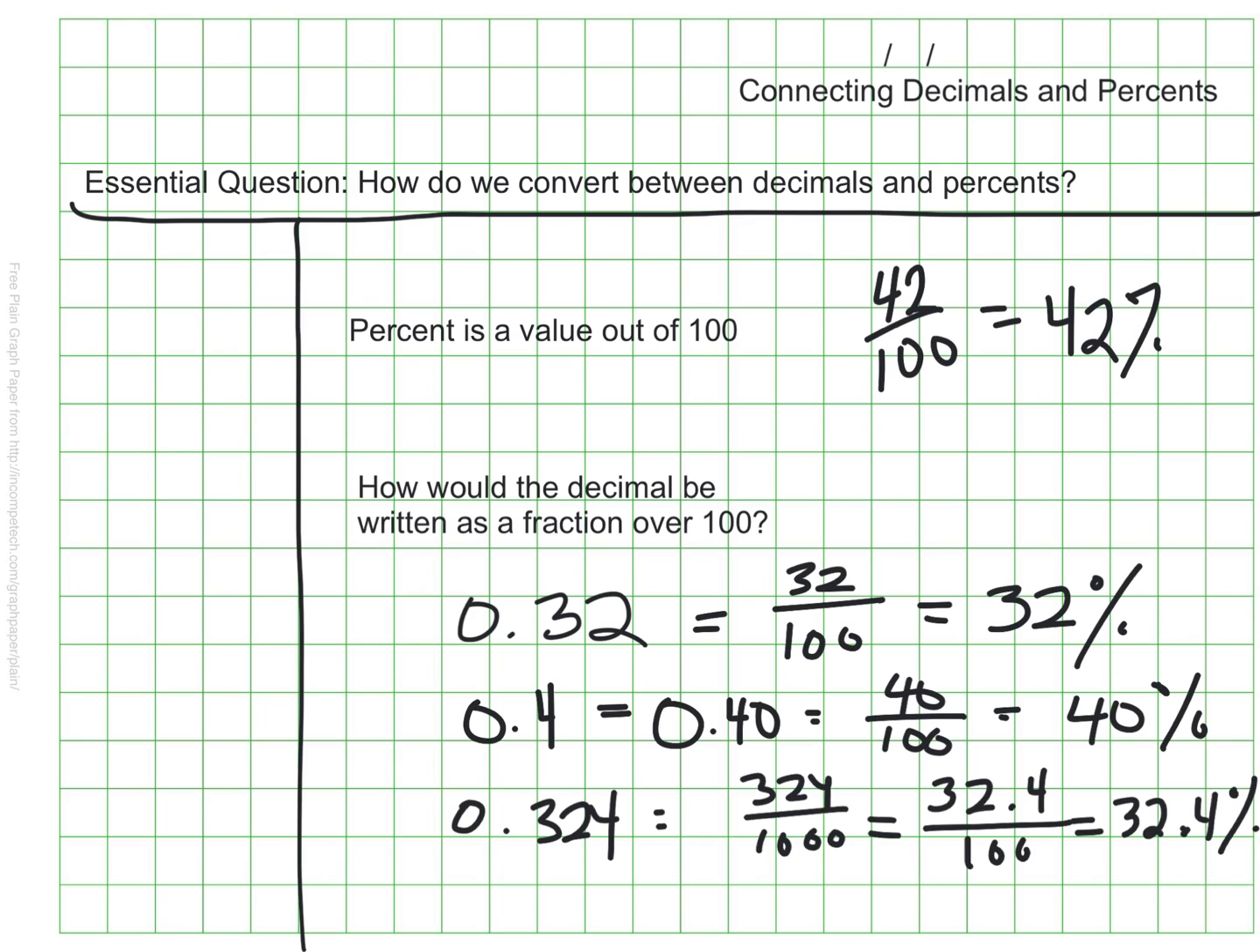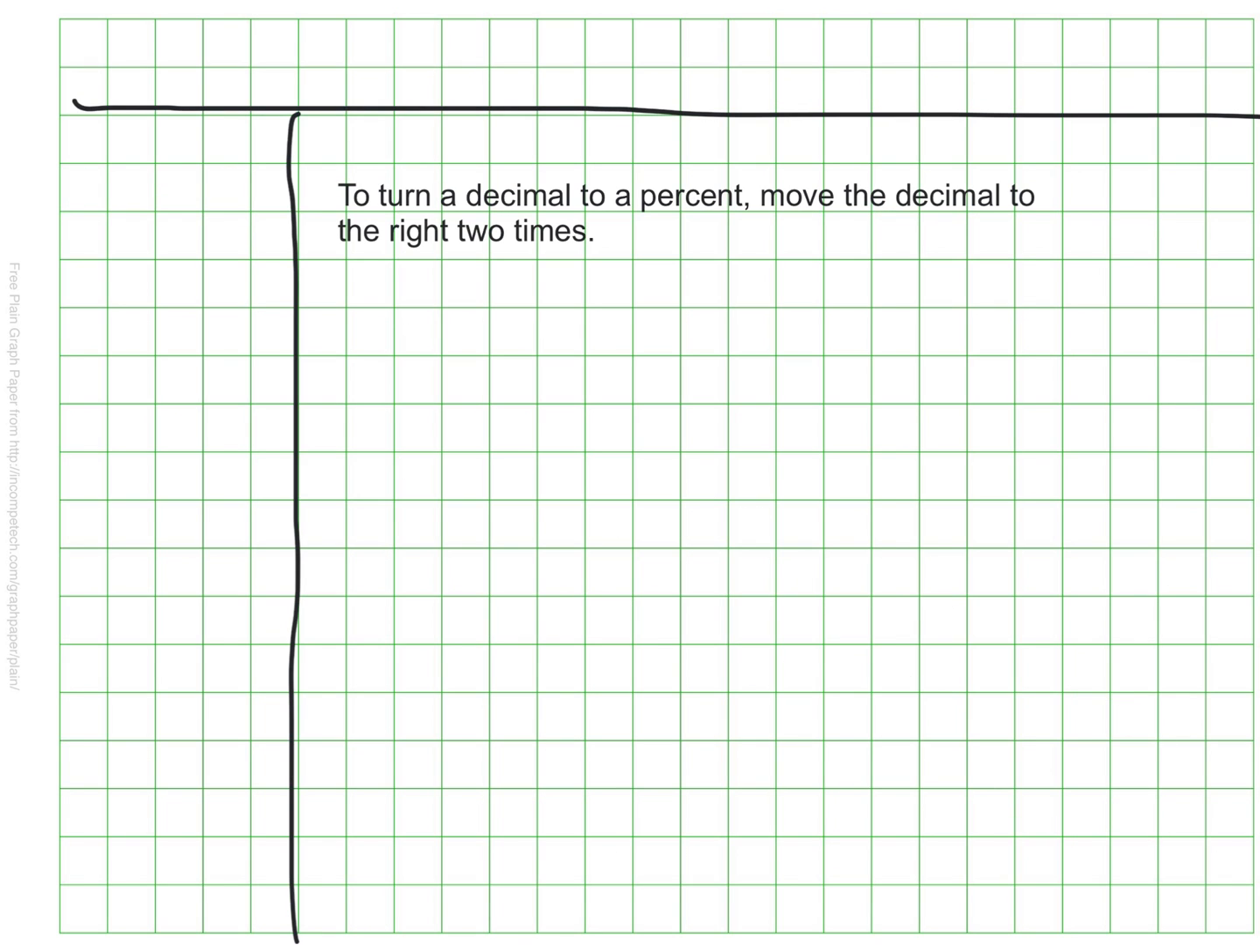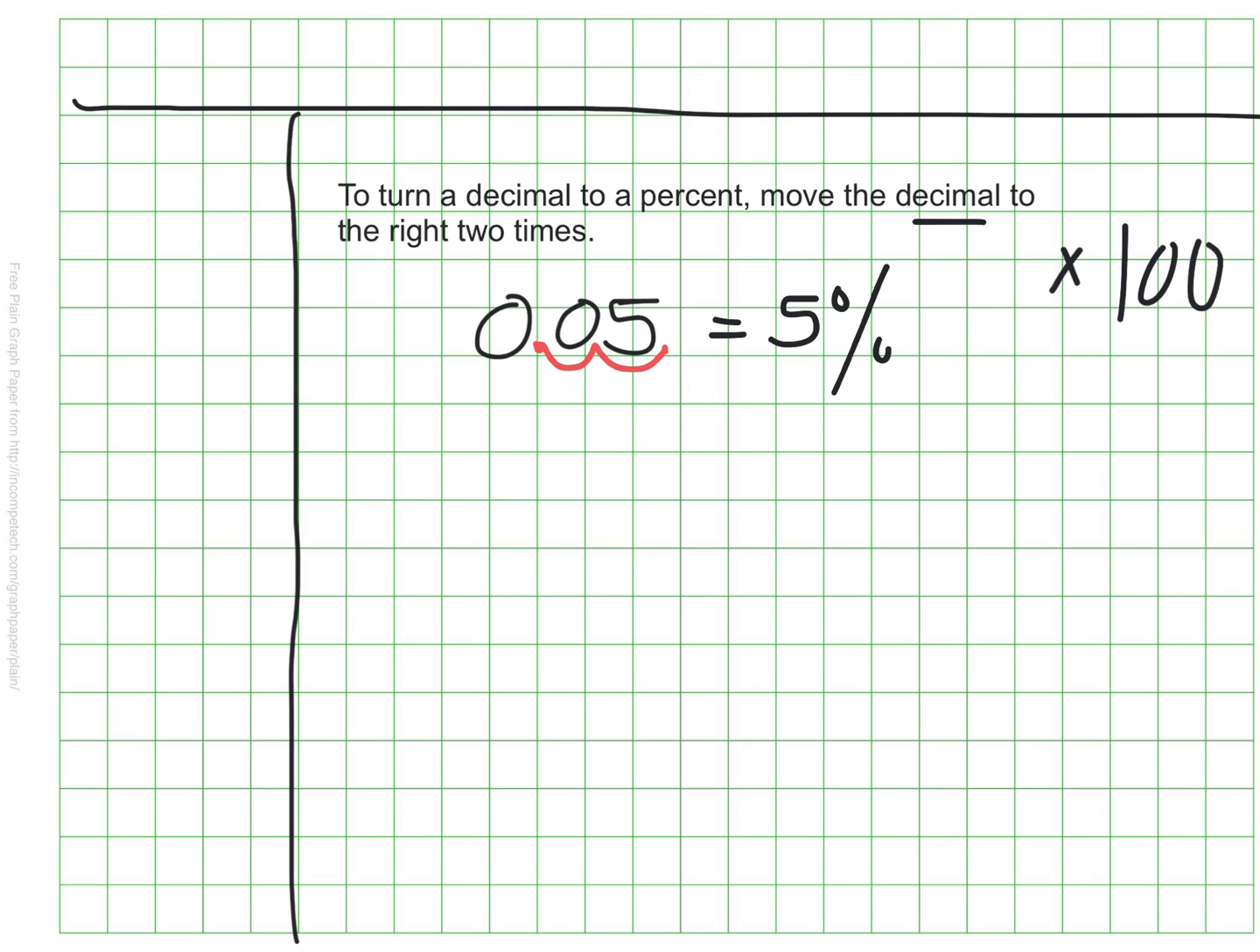If you're looking carefully, you might have noticed something already about this process. The shortcut is that to turn a decimal to a percent, I'm simply moving the decimal, right, the actual decimal point, to the right 2 times. That represents me multiplying my number times 100, which is what percent is out of 100. So for example, 5 hundredths, I have my decimal point, I move it once, twice. That means the percent is 5%, because here's my decimal, my whole number is 5.